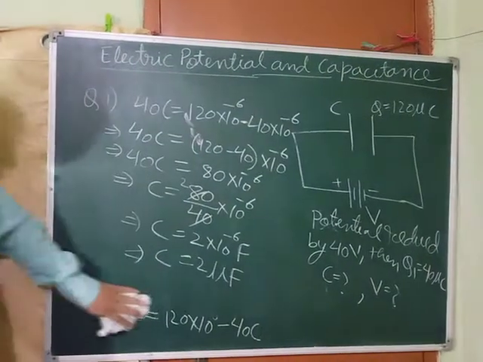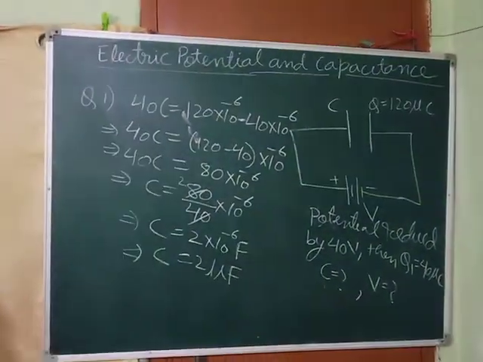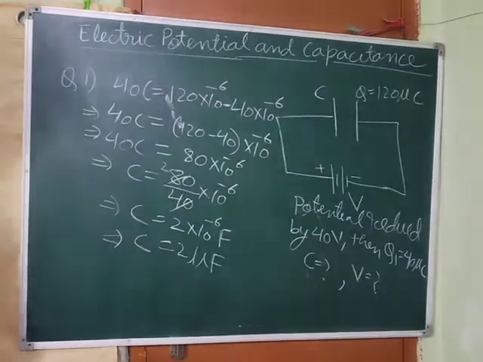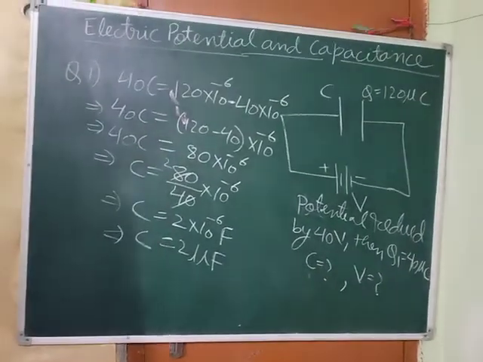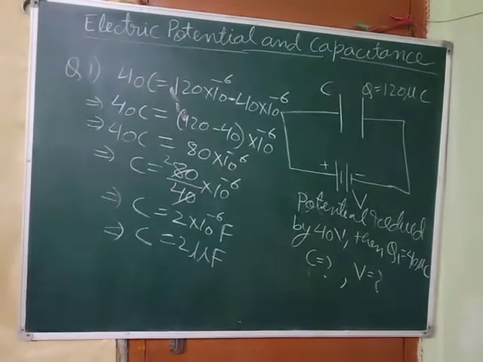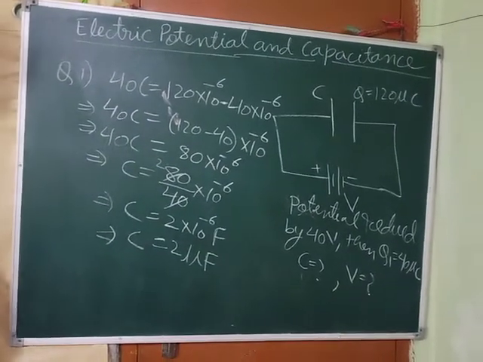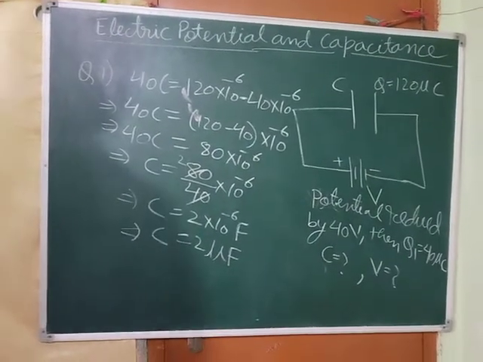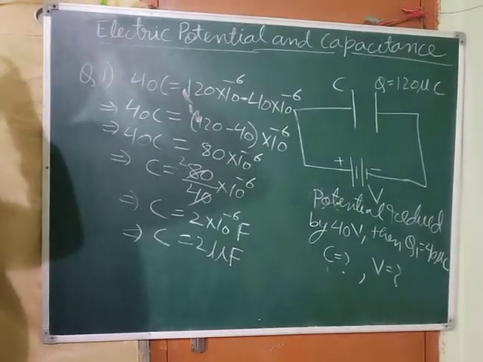Okay, I'm going to write this one. So we got this capacitance of the capacitor, that is 2 microfarad. Now what next we need to do? Next we have to find out the total net initial potential difference V, which is applied with the help of this battery.